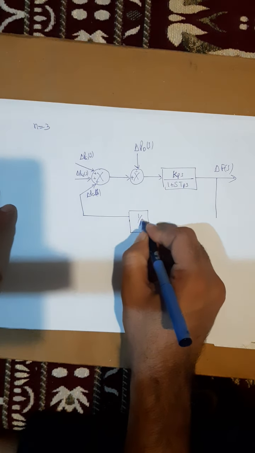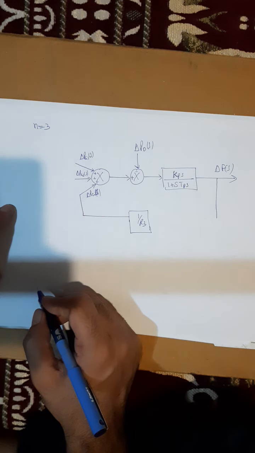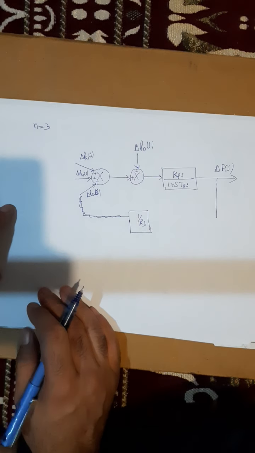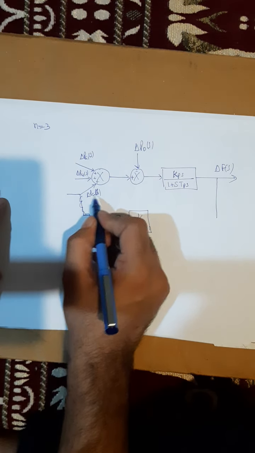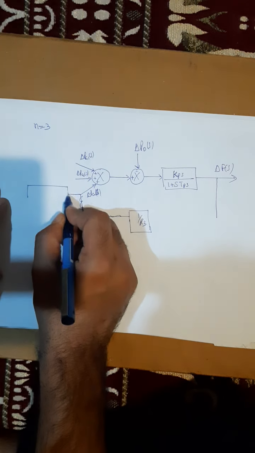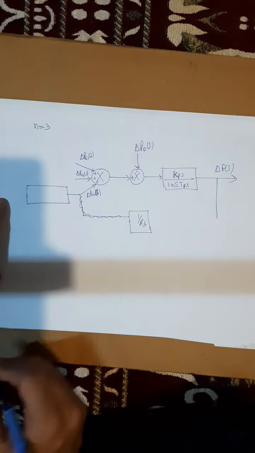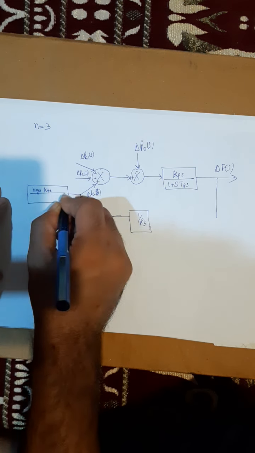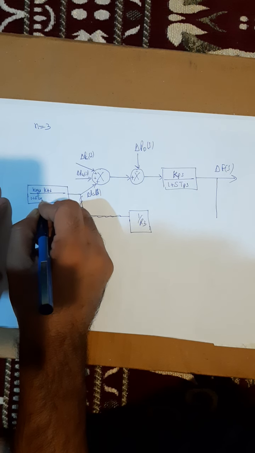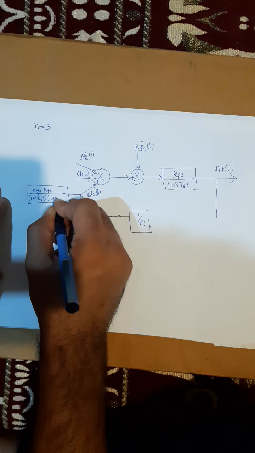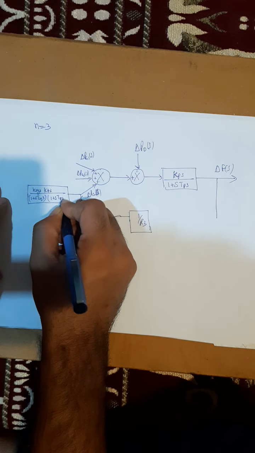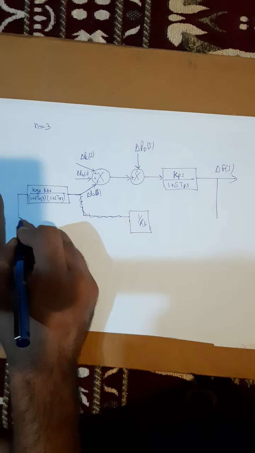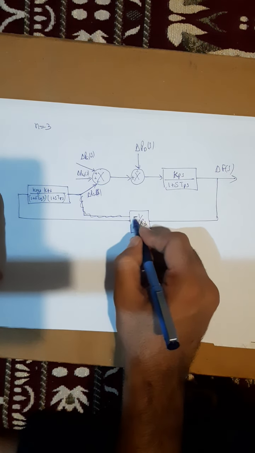Suppose this is 1 by R3. I missed a block here, not like this. Suppose this is the output of the turbine. Now let me draw a turbine and governor block here. The turbine governor block will be KSG3 KT3 divided by (1 plus s TSG3)(1 plus s TT3). Okay, so it is like this, and this is going like this. This is minus 1 by R3.